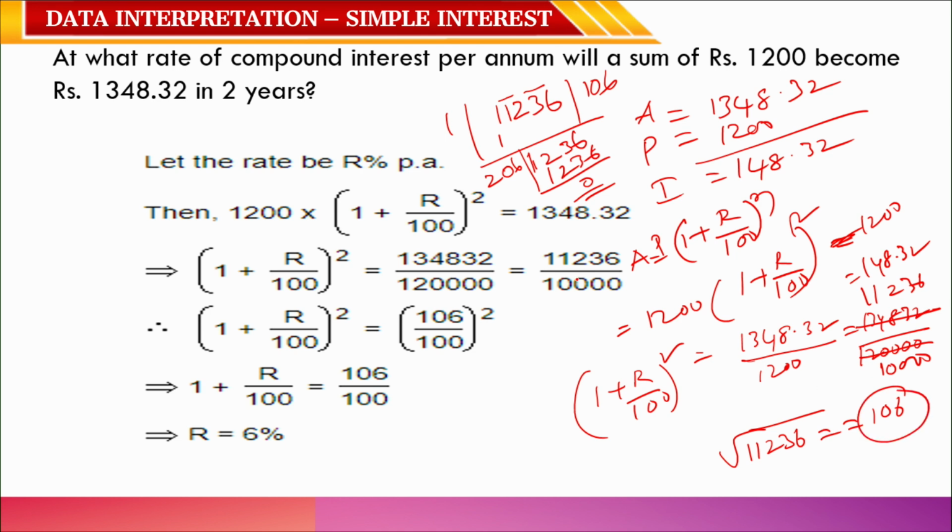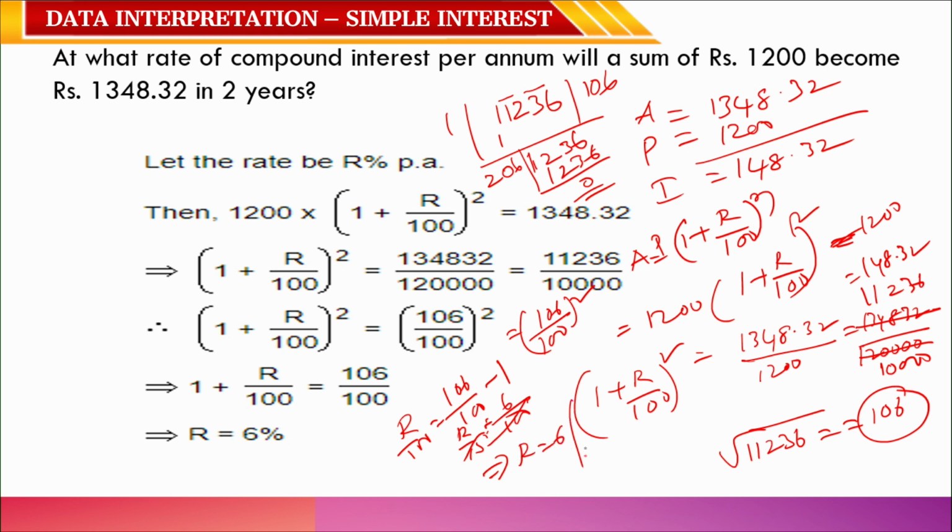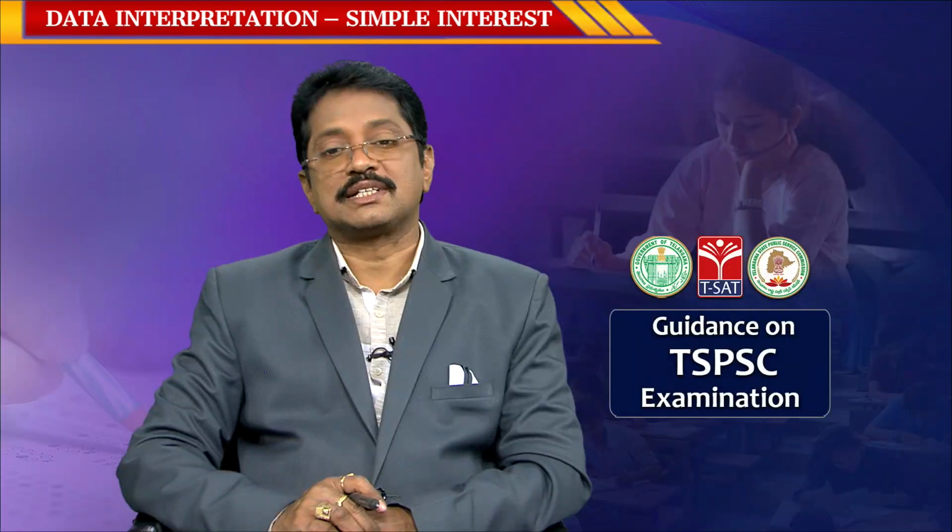So 11,236 by 10,000 you can write as 106 by 100 whole square. Here you can eliminate the square, then 1 plus r by 100 is equal to 106 by 100, or r by 100 is equal to how much? 106 by 100 minus 1, that is 6 by 100. 100 and 100 get cancelled. R is equal to how much? 6%. That is it. Clear? So R is simply 6%.